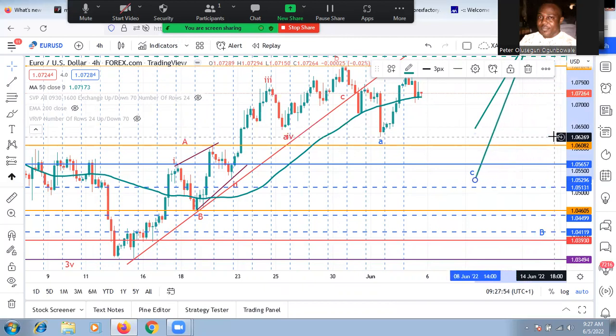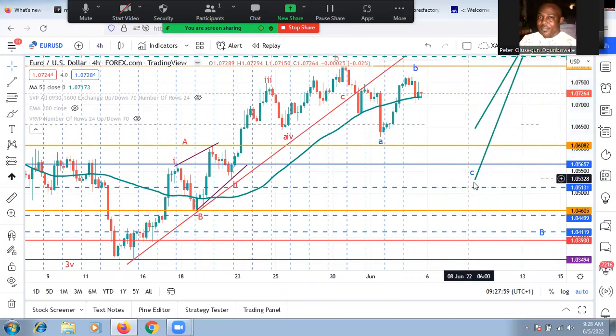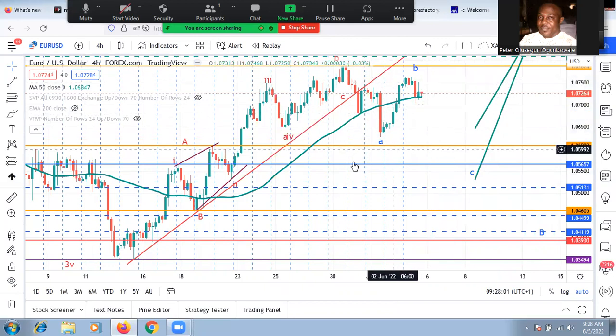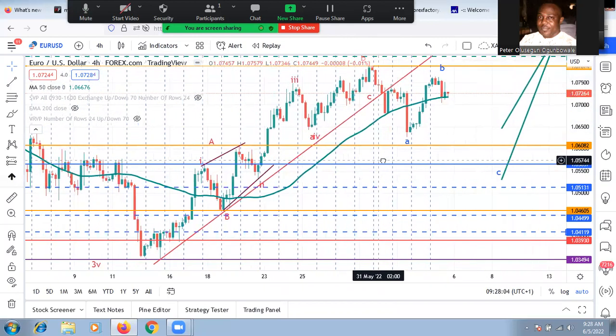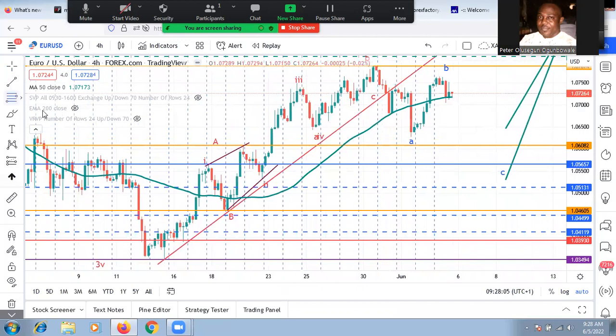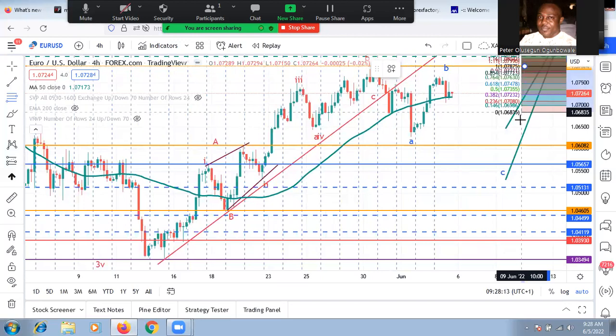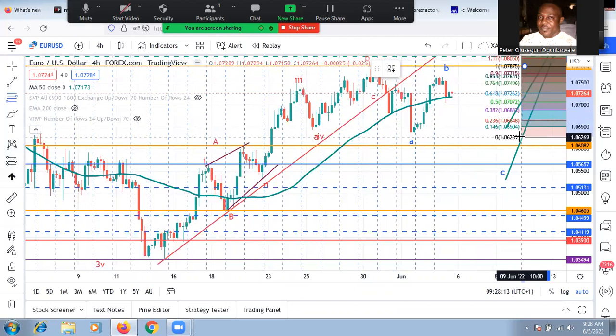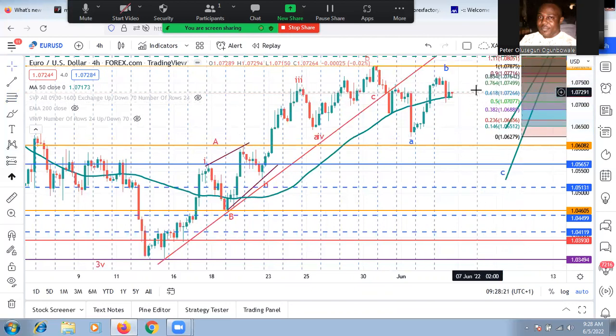So let me put them close to your view for you to see. So now closer to your view. Now, would it work like that? Let's see. Now this one, from this point to this point, because I'm expecting a flat, it's giving me a formation of a zigzag to the downside.